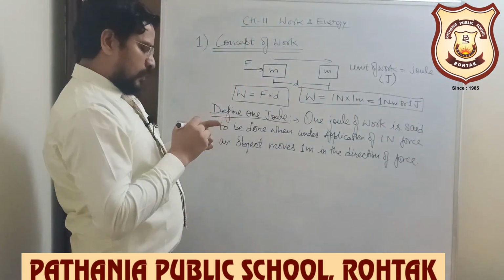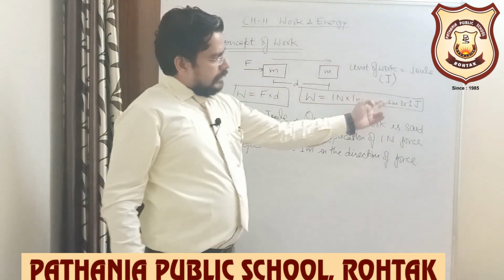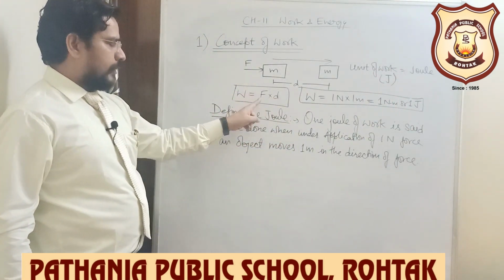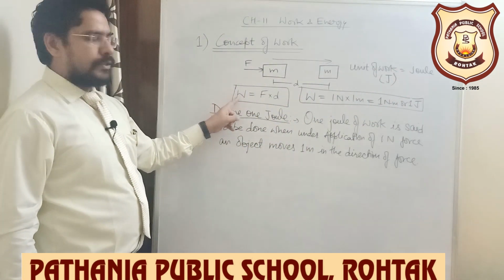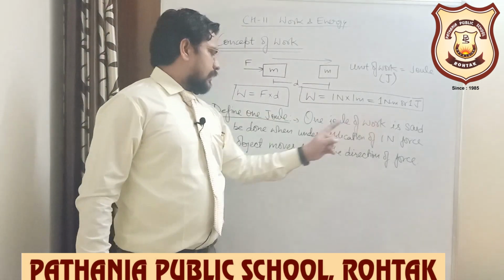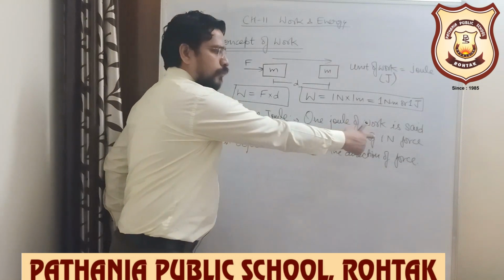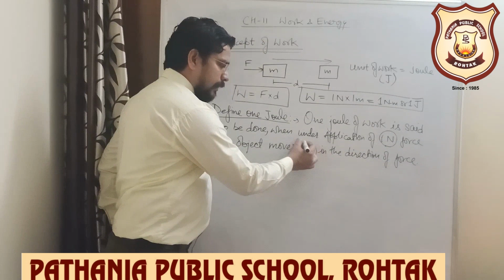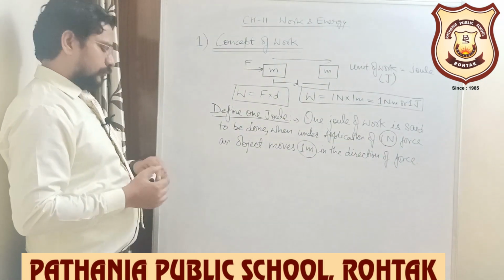So this 1 Newton meter or this 1 joule are the same thing, and the Newton meter itself is known as joule, and by this formula if we make F 1 Newton and d 1 meter, then work will become 1 joule. So how do you define 1 joule of work? 1 joule of work is said to be done when under application of 1 Newton force an object moves 1 meter in the direction of applied force.